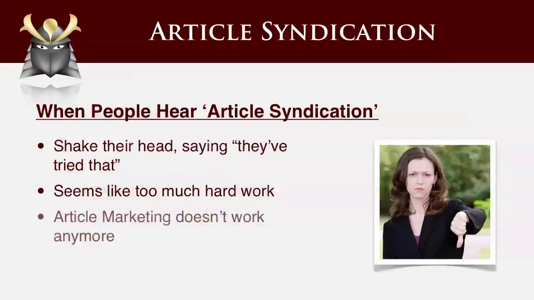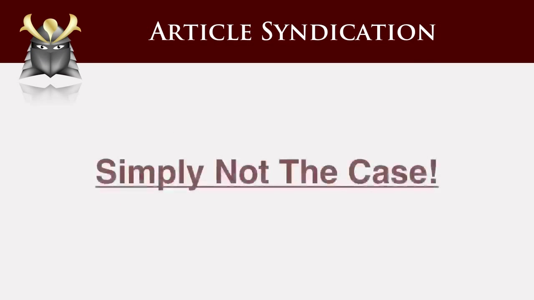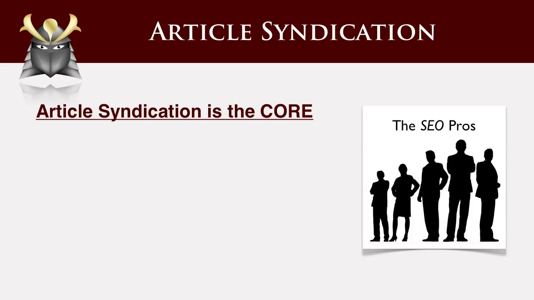There's even some who say that article marketing doesn't work anymore. You'll find many discussion threads that suggest that article syndication is not as effective as it once was, or simply doesn't work at all. As we showed in the last video, this is simply not the case. The professionals still use article syndication as the core of their link building strategy to gain extraordinary leverage for any keyword they choose. So why is there so much confusion about what works and what doesn't?